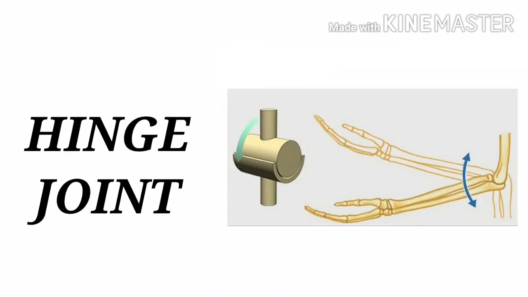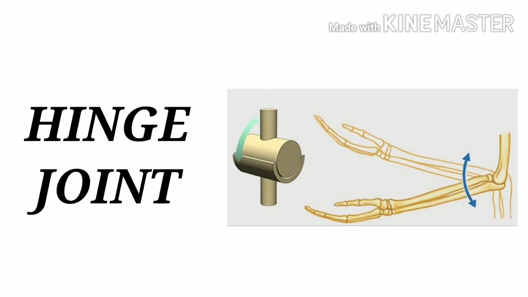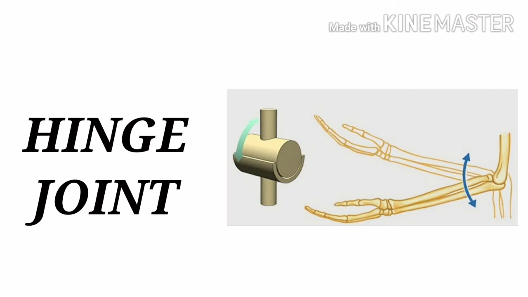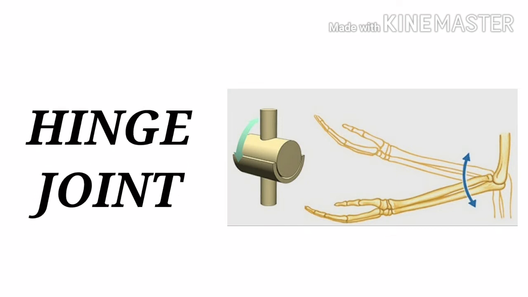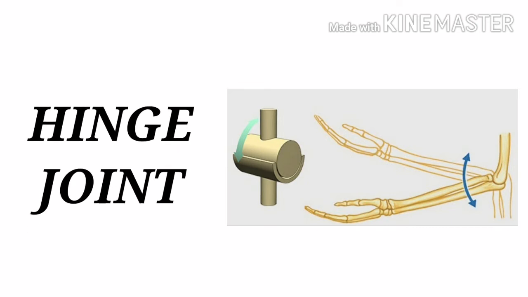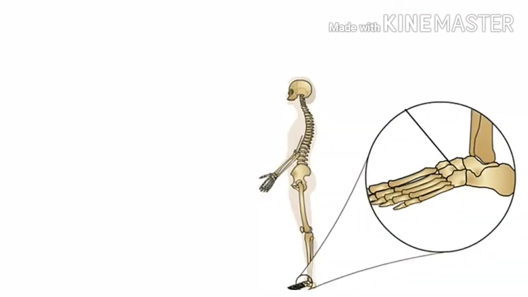Hinge joint. This is a joint between two bones that allows movement of bones only in a single direction. For example, the elbow and knee joints.